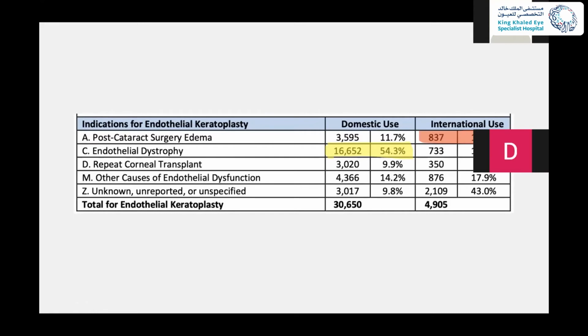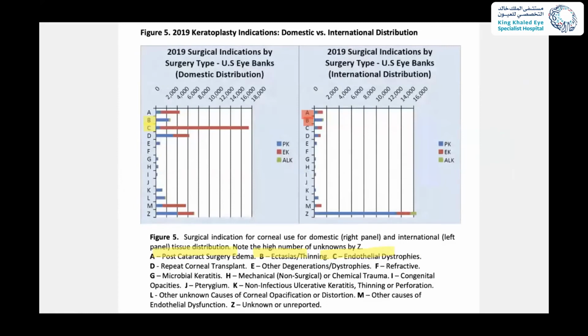In the US, the most common indication for endothelial keratoplasty was Fuchs dystrophy. As we mentioned before, pseudophakic and aphakic bullous keratopathy remains the most common indication outside the US. This figure shows the type of keratoplasty performed for each indication. The blue color represents the number of penetrating keratoplasty performed. The red color represents the endothelial keratoplasties, and the green color represents the deep anterior lamellar keratoplasty.